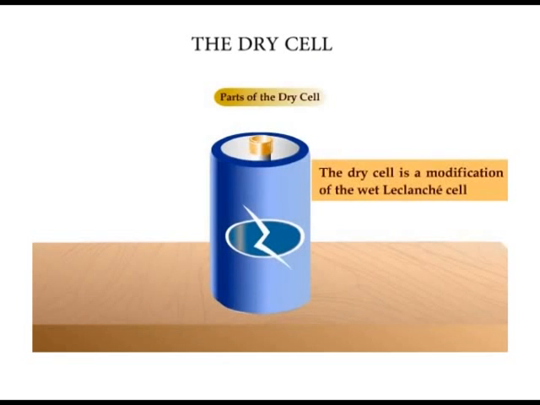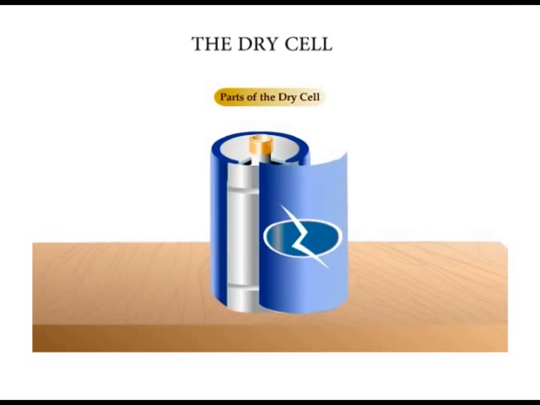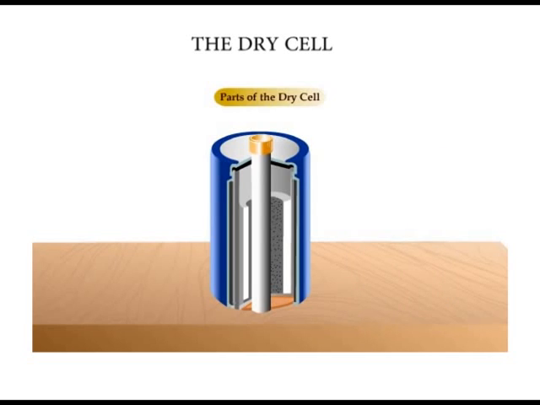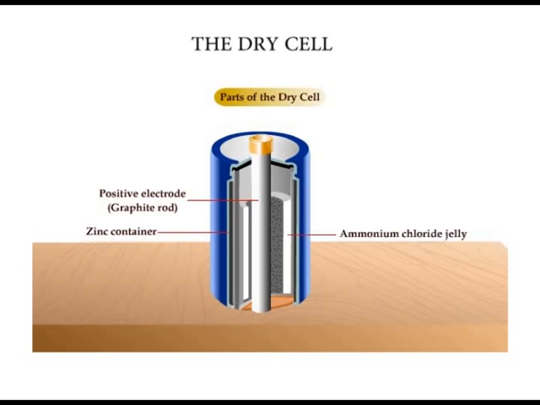Essentially, the dry cell is a modified version of the Leclanche cell. The parts of a dry cell may be understood by observing a vertically opened dry cell. The anode is a graphite rod. Graphite is a form of carbon. The zinc container is the cathode. The electrolyte is a moist jelly-like paste of ammonium chloride and starch enclosed in a metal cylinder as shown here. A mixture of manganese 4 oxide and powdered carbon surrounds the graphite rod.